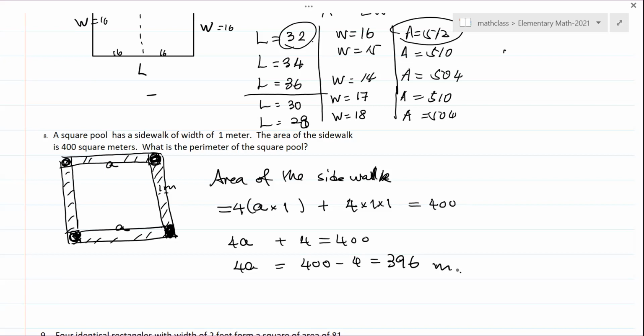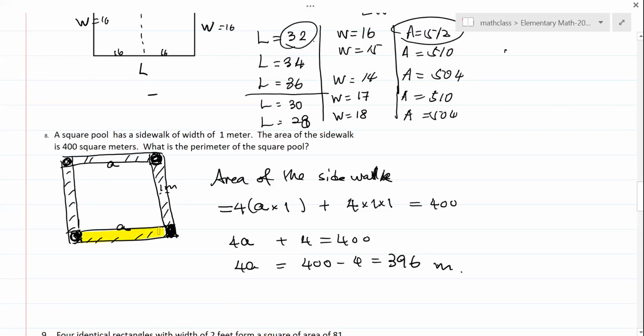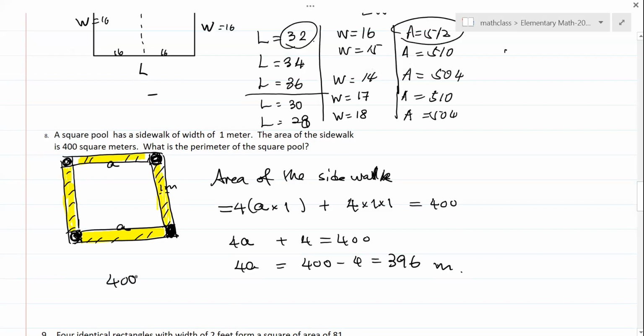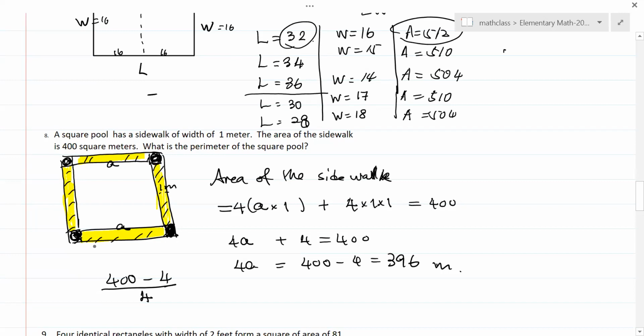You can also do the problem directly. You try to find the area of this one piece. It's the same piece, right? So the total area 400 minus the area of 4 squares, divided by 4, gives the area of one rectangle on one side. Okay, and that is going to be 396, the area of one rectangle, in yellow color, a rectangular sidewalk, right?